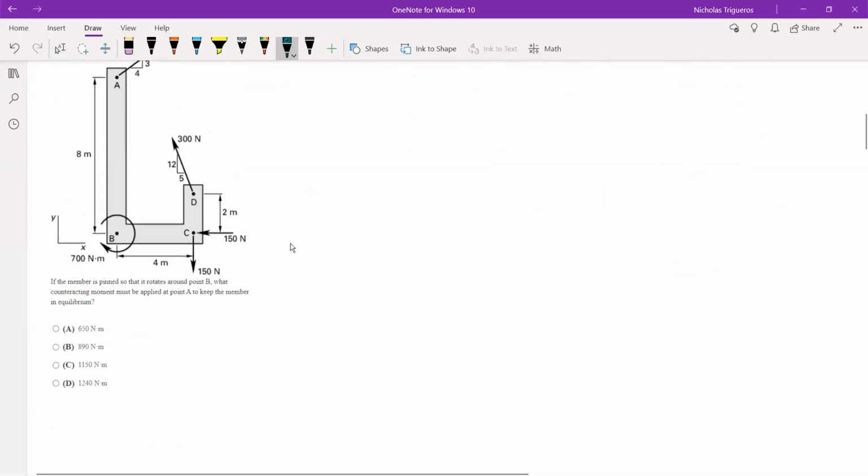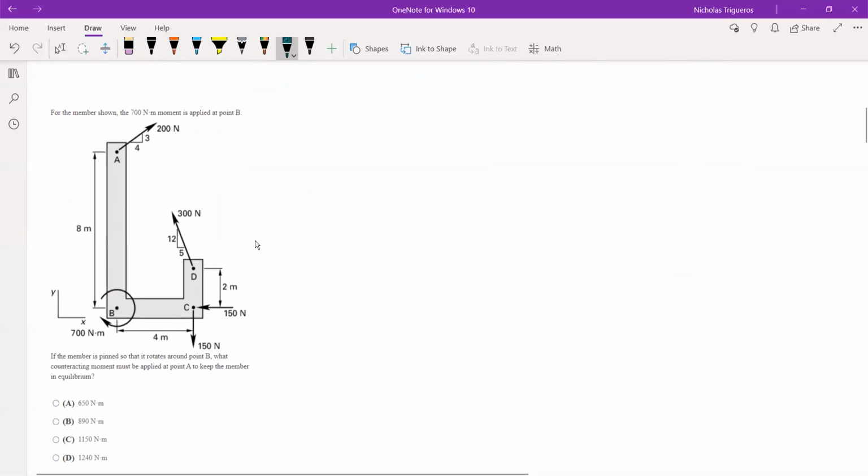All right, we have another one here. For the member shown, this 700 Newton meter moment is applied at point B. If the member is pinned so that it rotates around point B, what counteracting moment must be applied at A to keep it in equilibrium? So we're looking for a moment here, MA, to keep it in equilibrium. So what we've got to do is, we know that there's a moment in this direction, which is the moment of B, right?